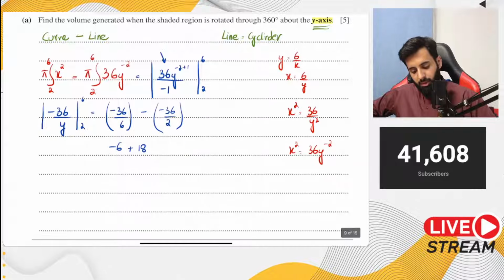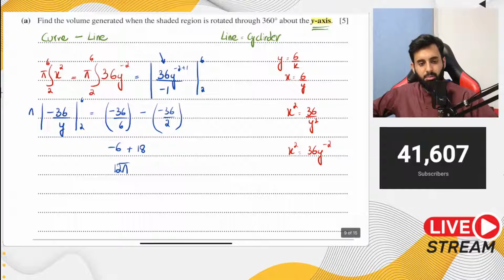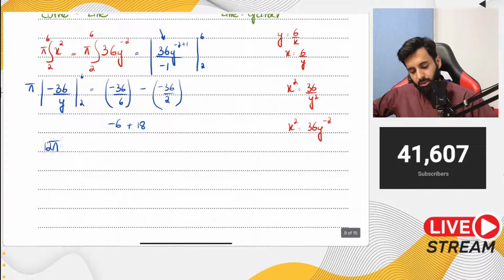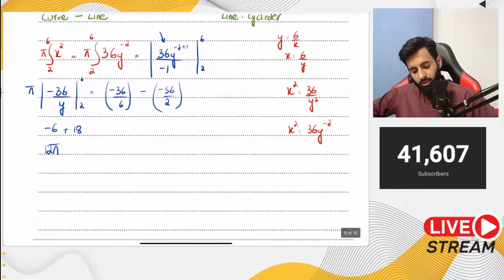So what are we looking at? We're looking at 12, and don't forget that we had to multiply this by pi. So we're looking at 12 pi. So as far as the curve goes, that's equal to 12 pi. Let's drag this over here. Now let's talk about the line.